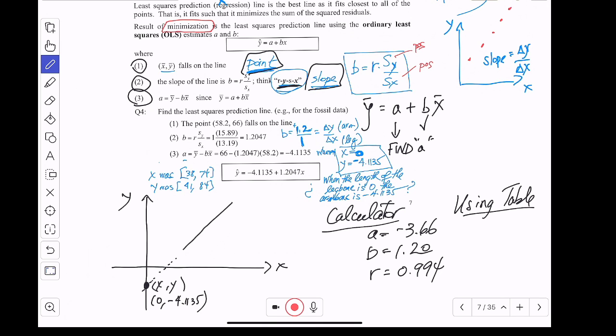Using the table and rounding, I used 4 decimal places. I got an A of negative 4.113, but a similar interpretation of B of 1.2. And R was 0.995, I think. Okay, so very similar.